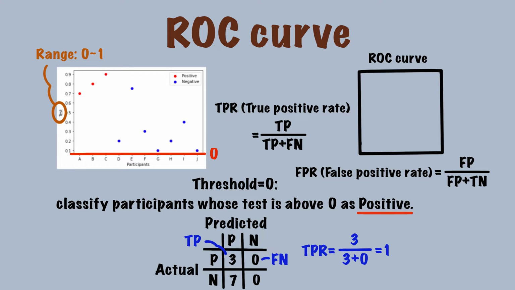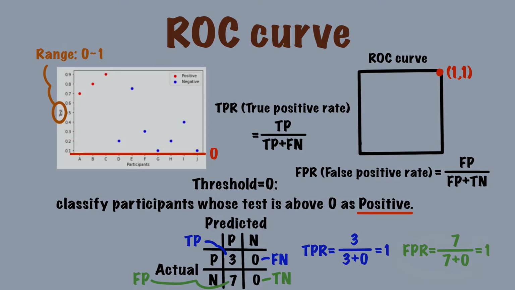Now pause for a second and try to figure out the false positive rate. Yes, you are right. It's 7 divided by 7 plus 0, which is 1. It's because all the actual negative people are wrongly classified as positive. That's it. You put a dot on the coordinate 1, 1, because both of the TPR and FPR are 1. That's how we start our ROC curve.